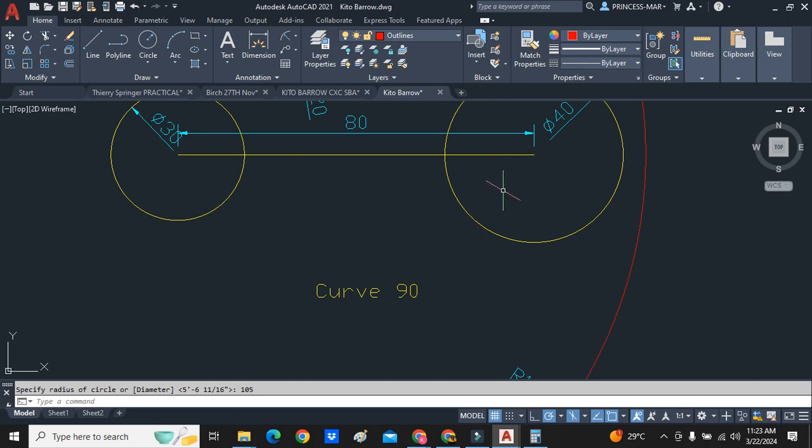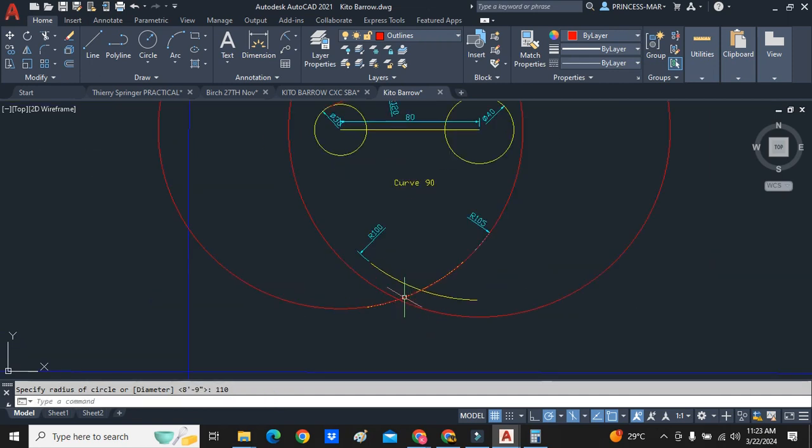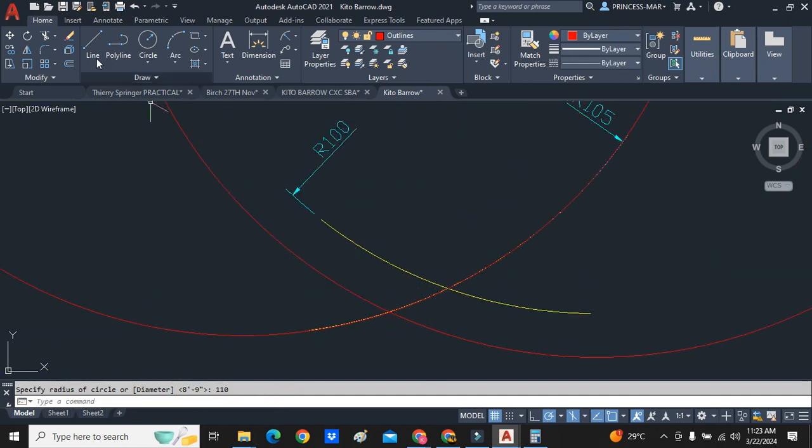For the one over here, we have to add 20 to it. So I'm going to come again over here, and I'm going 90 plus 20. So that will give me 110. 90 plus 20 is 110. So the curve that we're looking at is here. So I made my small curve, and then we trim.